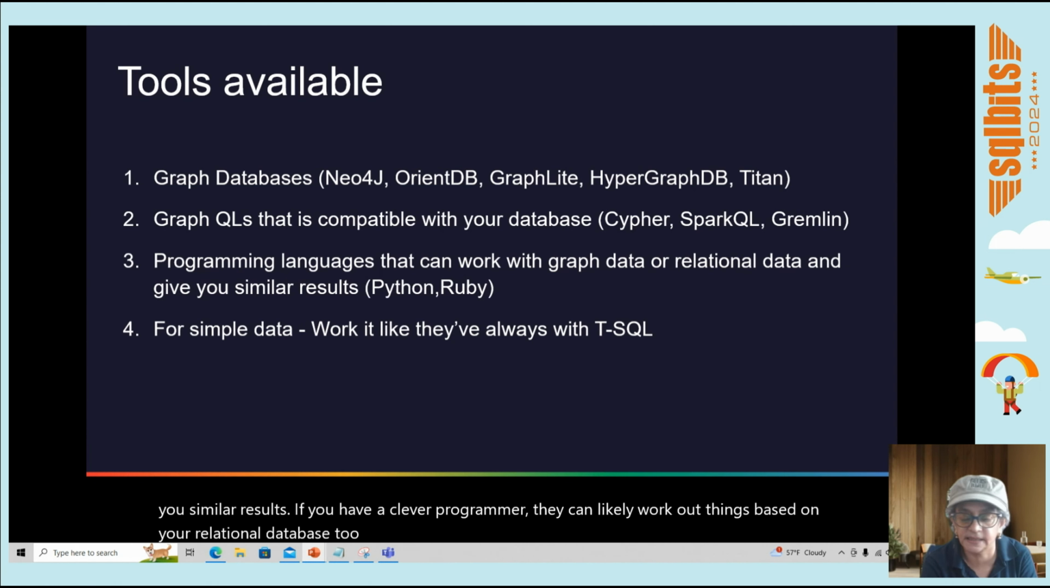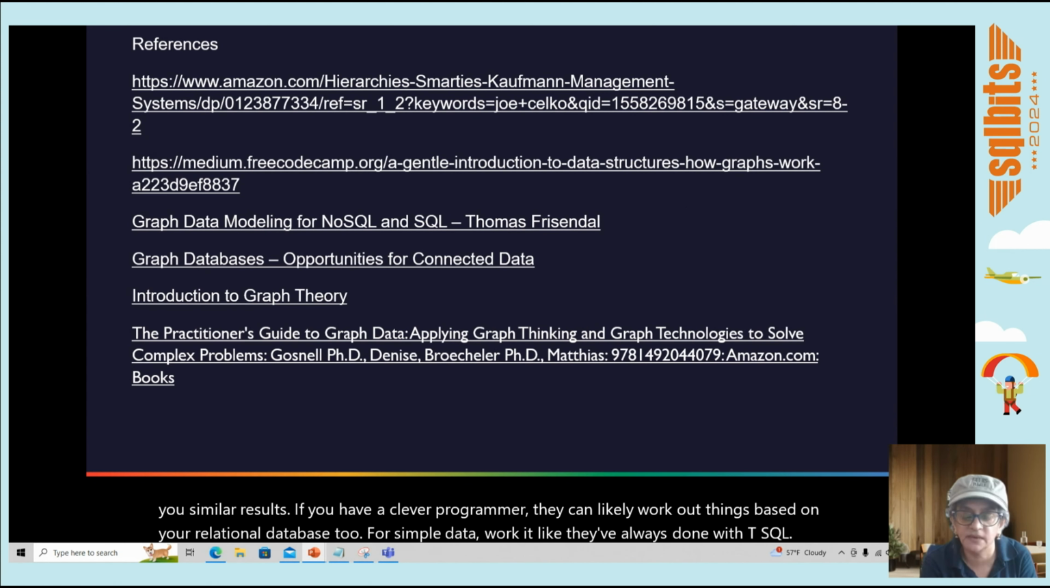For simple data, work it like they've always done with T-SQL. So these are some references for anyone who's interested.